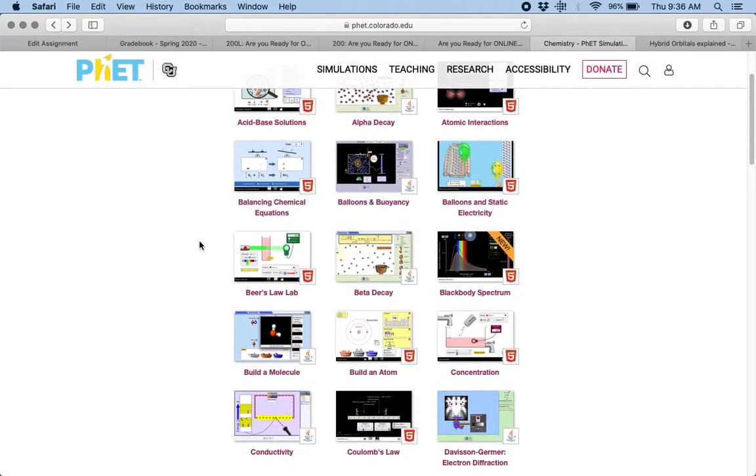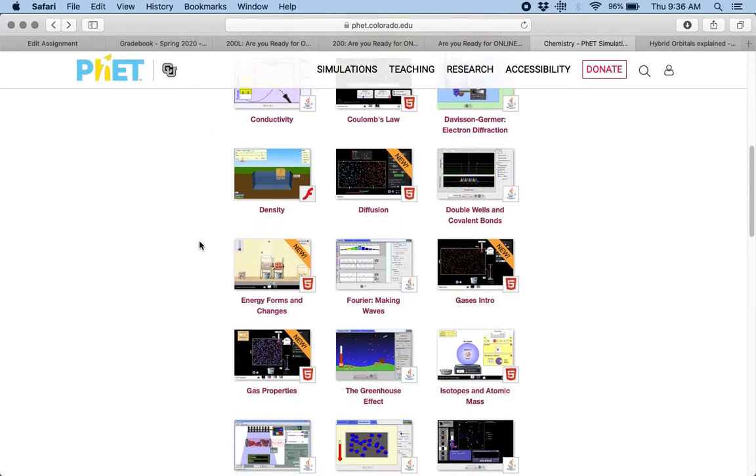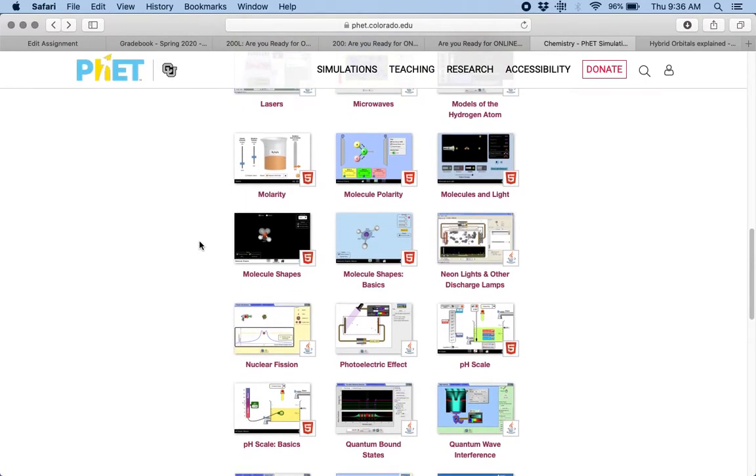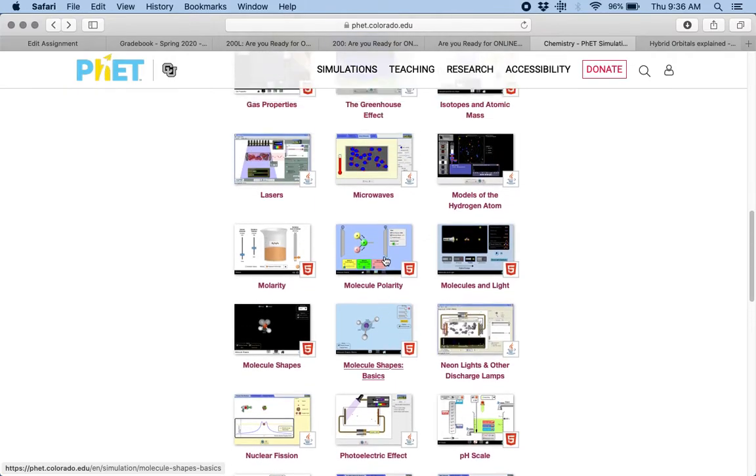It may look a little inelegant, but trust me, this is some of the best software we have to make sure everybody gets free use of this material. So in your assignment, I have links to both of the molecule shapes that we're going to be using to play around with the model kits for today. However, I will show you how I got there.